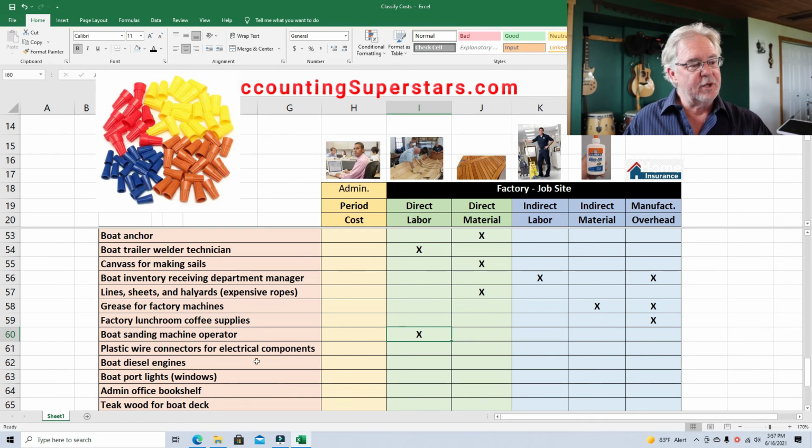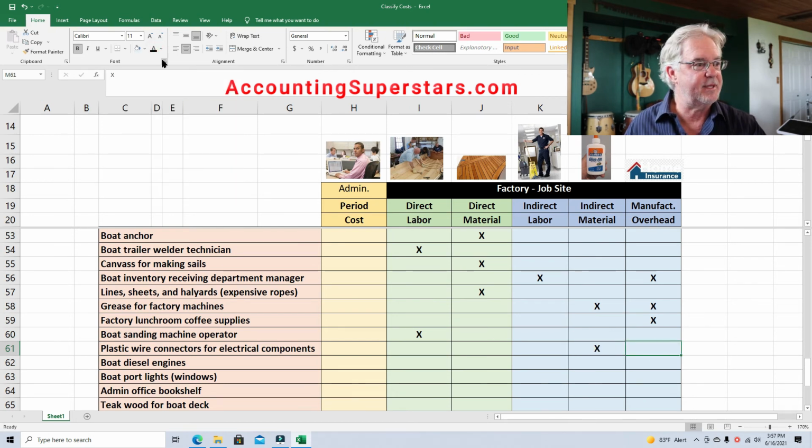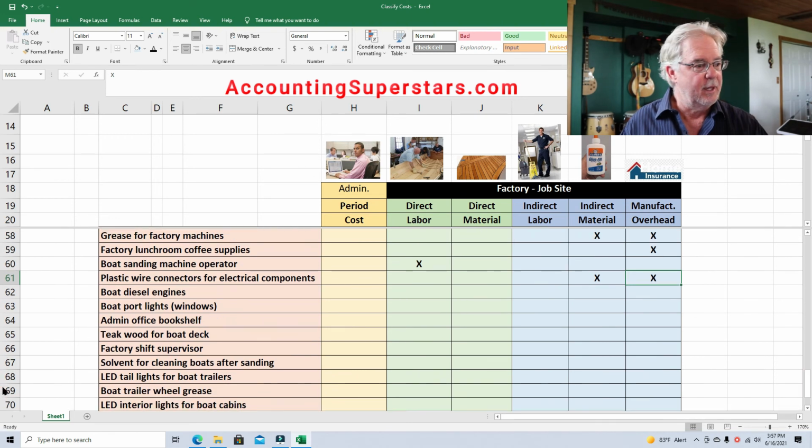Plastic wire connectors for electrical components. Well, these are little plastic items that are really super cheap and they're not worth keeping track of. Like, who cares if you used 4 or 5 of them or 10 or 20? I mean, they are so cheap. So we'll call that an indirect material. And since I'm clicking something in that column, I also click manufacturing overhead because they're one and the same.